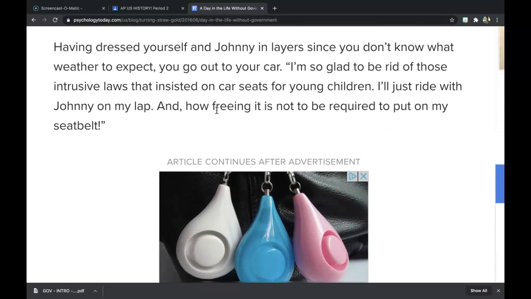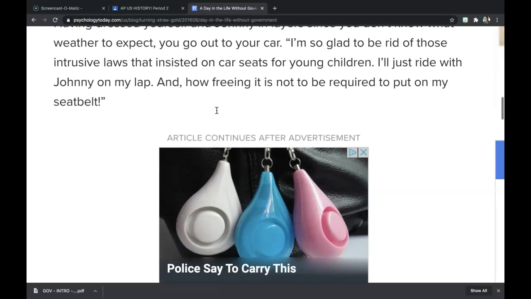Having dressed yourself and Johnny in layers since you don't know what weather to expect, you go out to your car. I'm so glad to be rid of those intrusive laws that insisted on car seats for young children. I'll just ride with Johnny on my lap. And how freeing it is not to be required to put on my seatbelt.